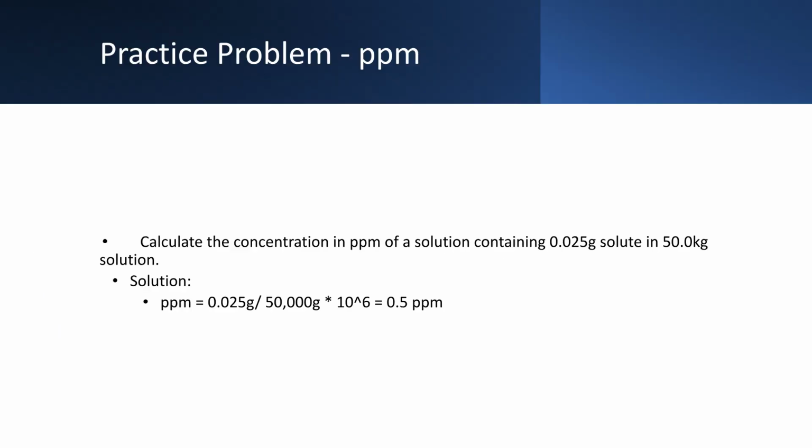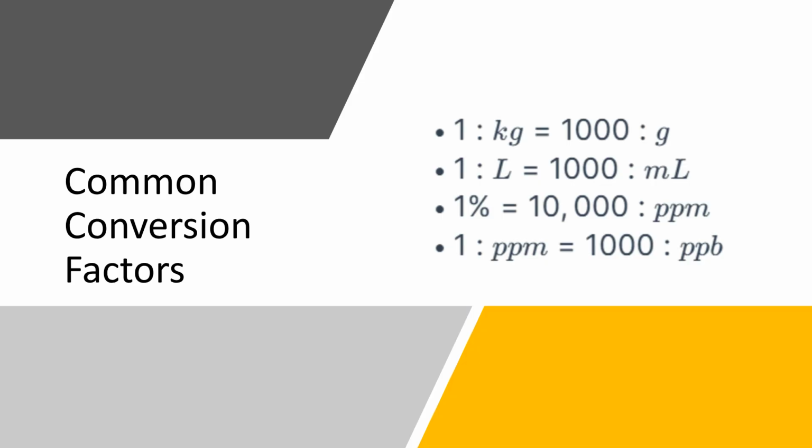Finally, a practice problem for ppm. The concentration of 0.025 grams of solute in 50.0 kilograms of solution is calculated as 0.5 ppm. This scene displays common conversion factors that are useful when working with solution concentration calculations.